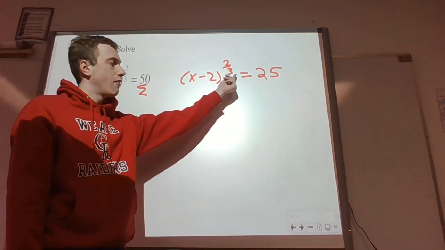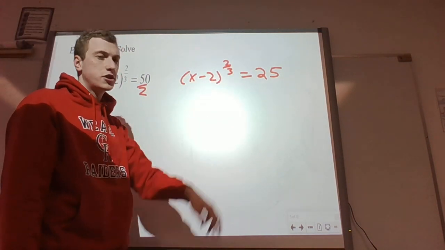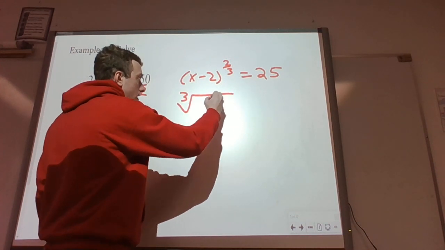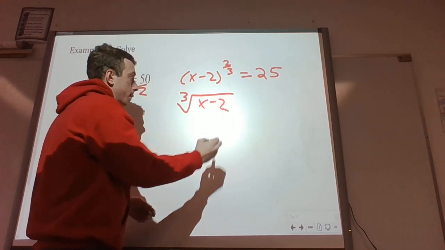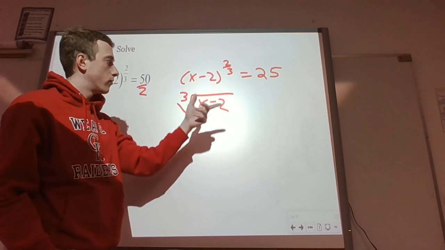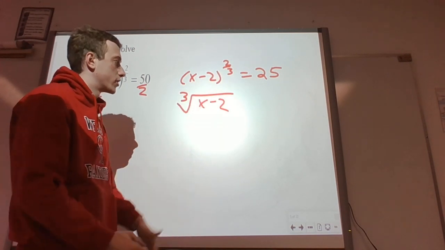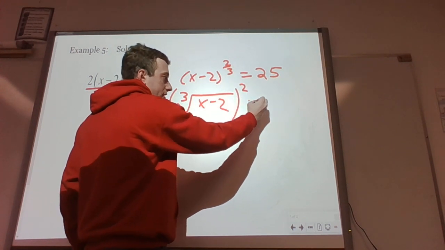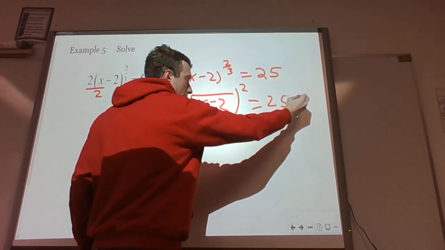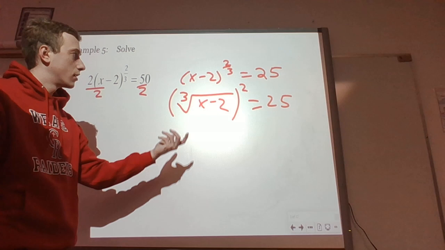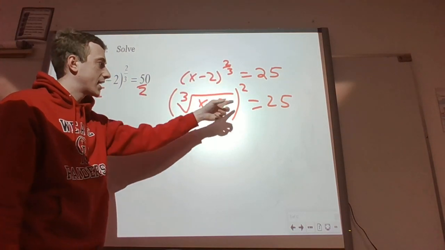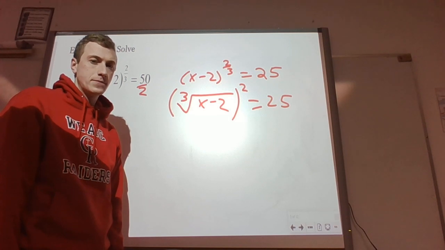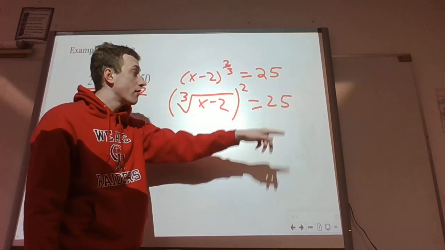Okay, now remember from our last lesson, 2/3 power, that means we have the cube root of x minus 2. We're taking it to the 1/3 power, in other words, and then to get to the 2/3 power, we're going to square it. Right, so to the 2/3 power is like squaring a cube root. Okay, so we can take the square root of both sides.